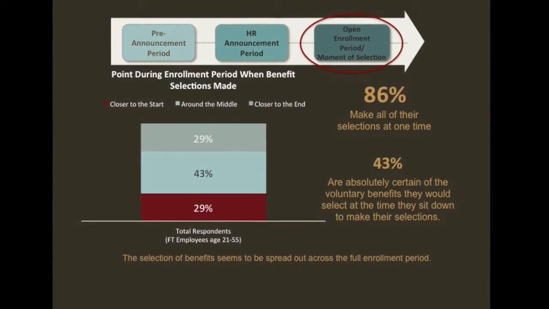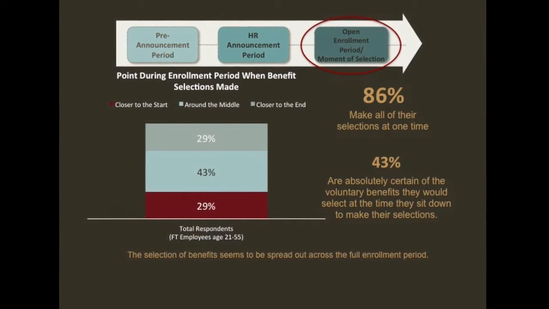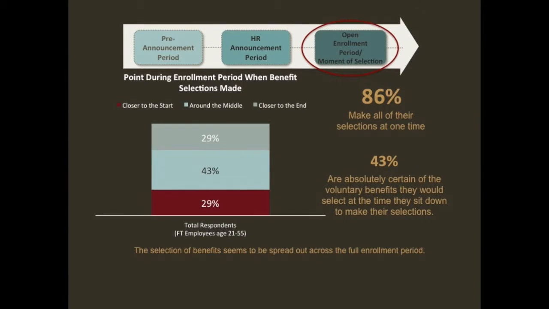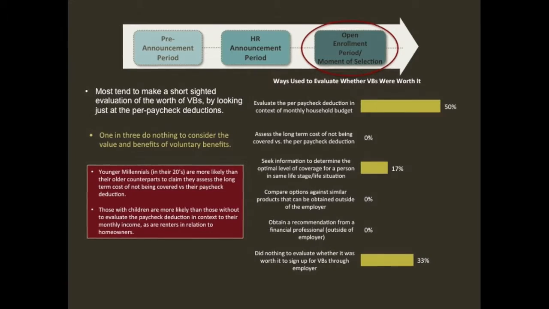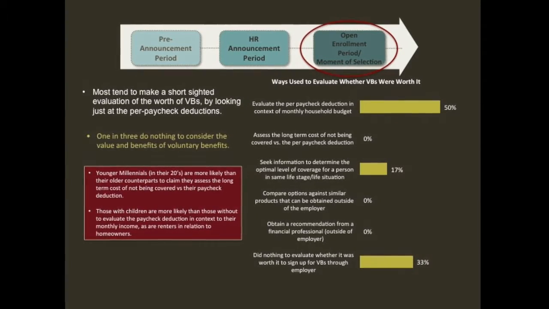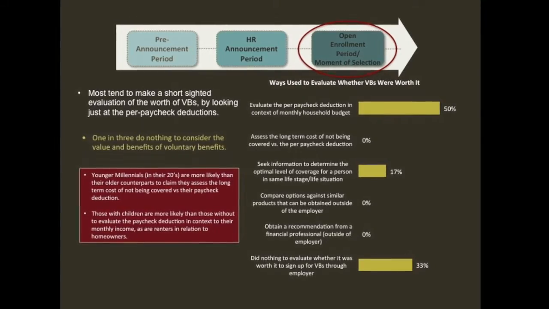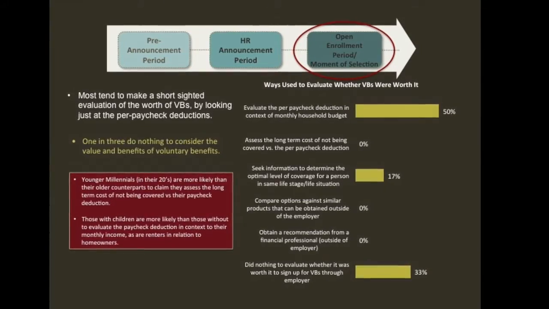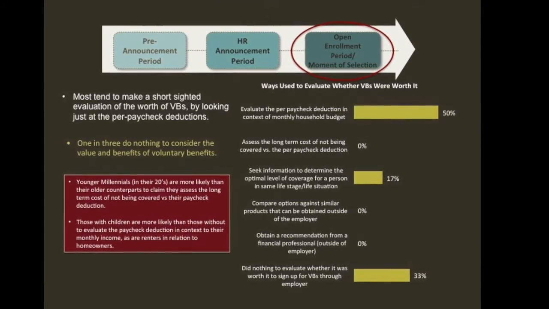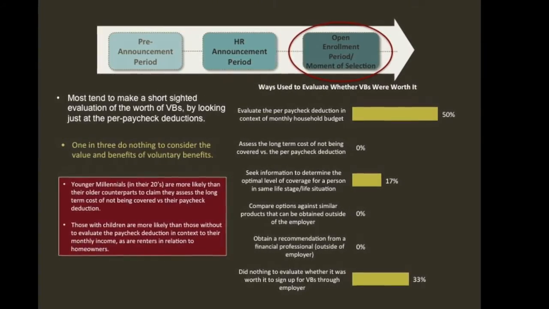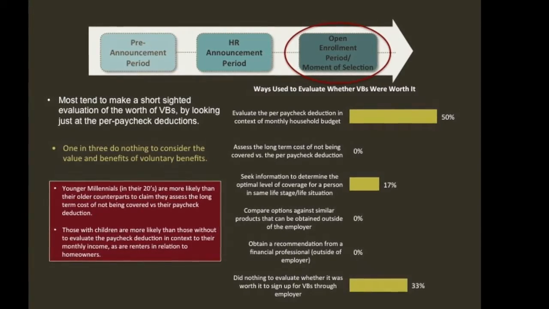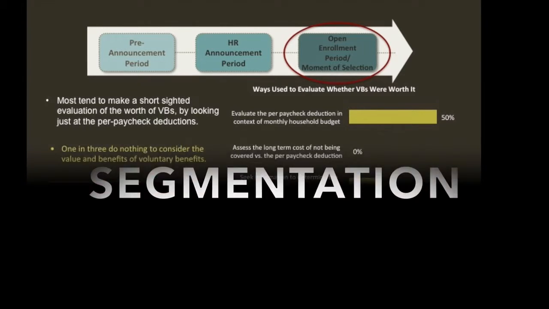43% said they were absolutely certain of the voluntary benefits they would select at the time they sat down to make their election. So that's under half of the respondents that know during enrollment time. I also looked at the way people evaluate the worth of these benefits, and 50% look at that cost per paycheck. The other 17% look at the level of coverage they need, while 1 in 3 do nothing to consider the value and benefits of these types of products, which is really shocking when these can be so important to protecting people's income. It's time for the fun part, the audience segmentation.